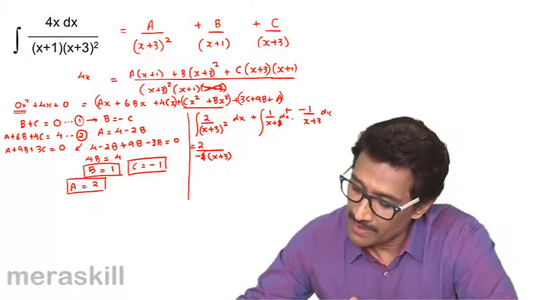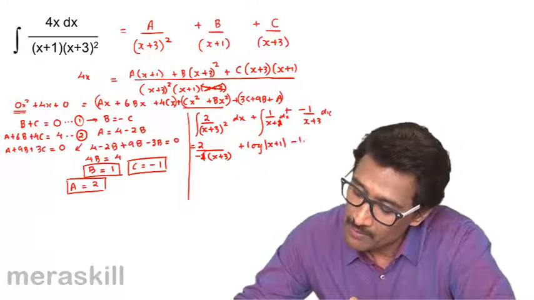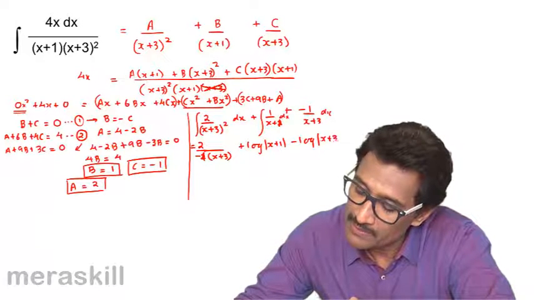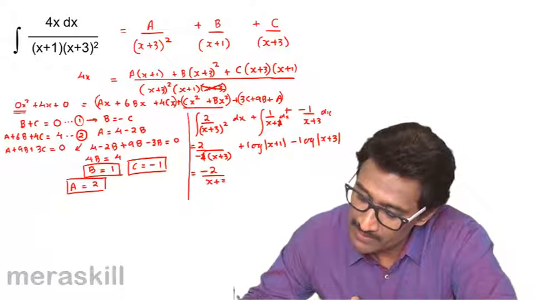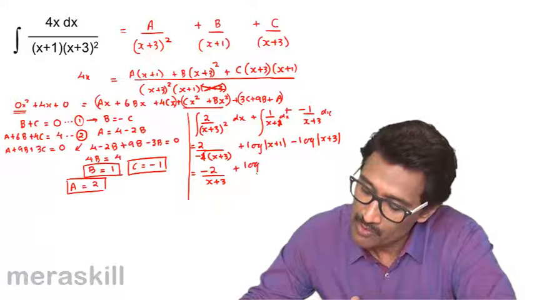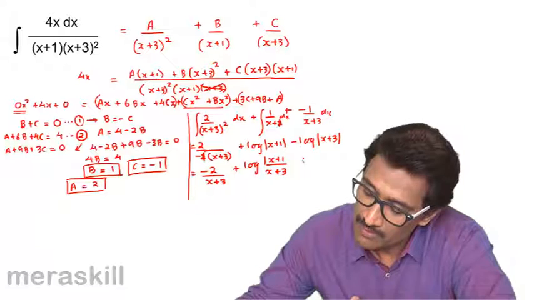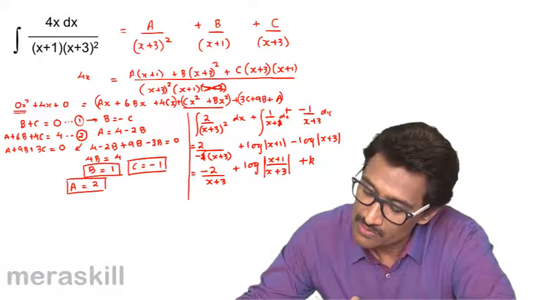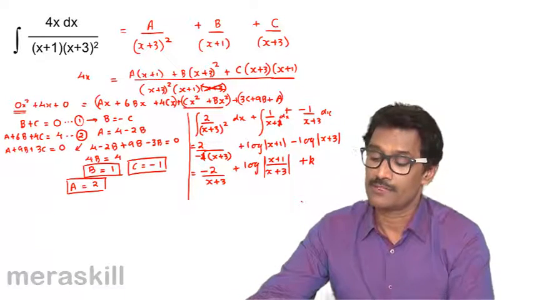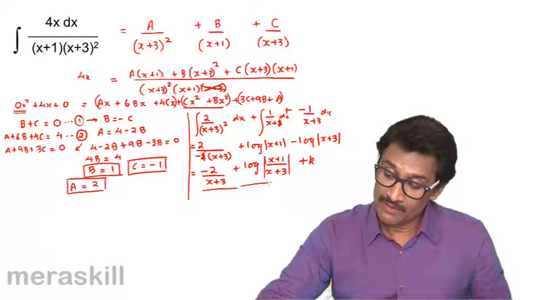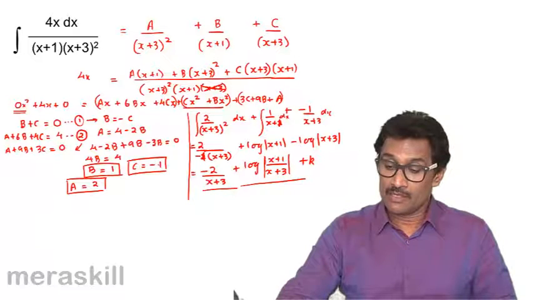So it's going to be this, and this is going to be log x plus 1 minus log x plus 3. So it's eventually minus 2 upon x plus 3 plus log x plus 1 upon x plus 3 plus k. So this is how we get the answer, minus 2 upon x plus 3. Thus, we can use partial fractions to get this. Let's see what we have next.